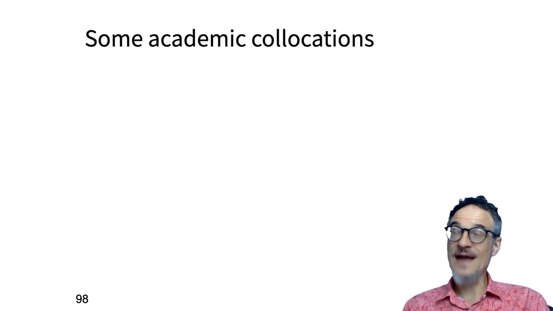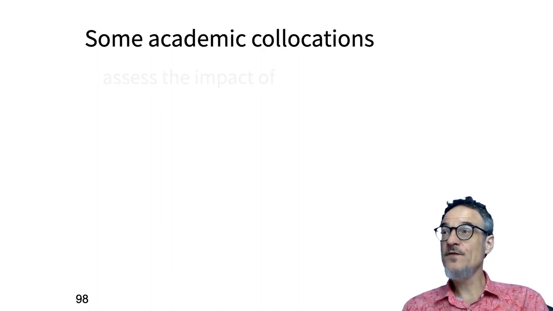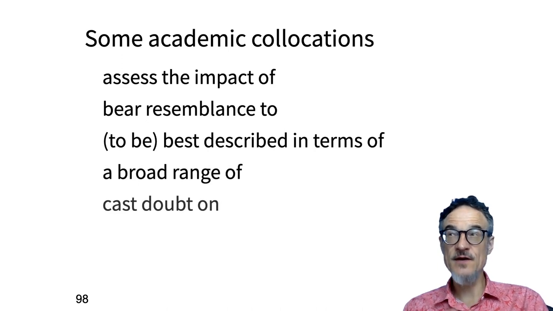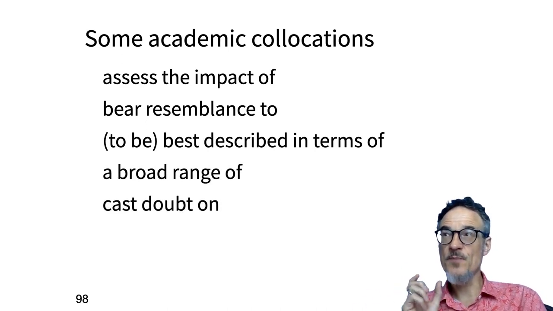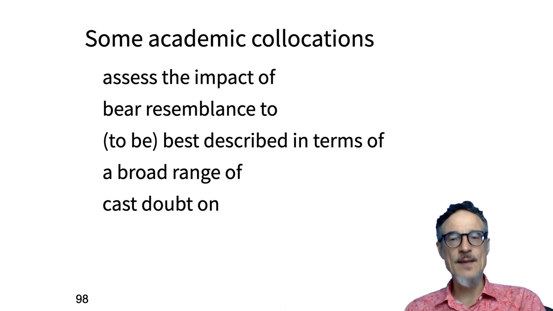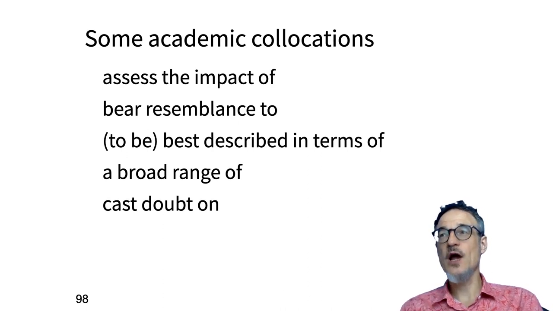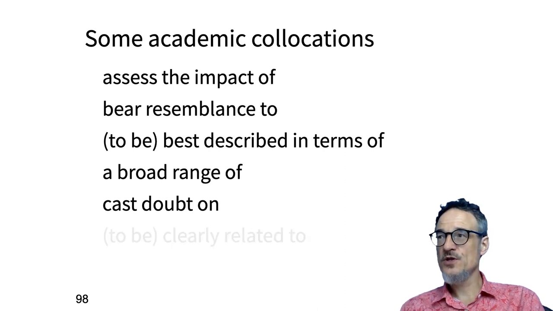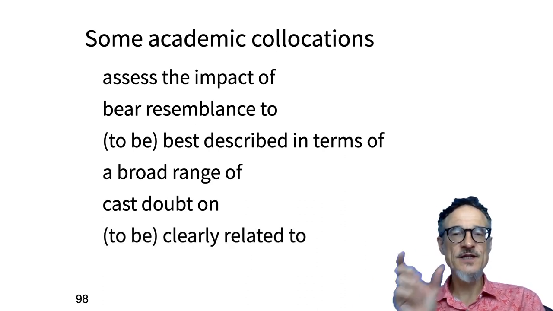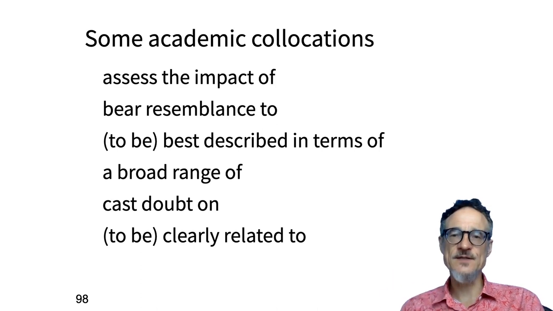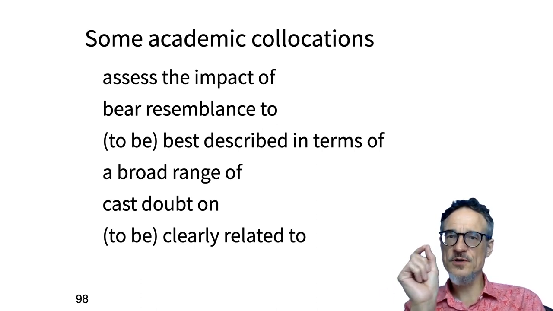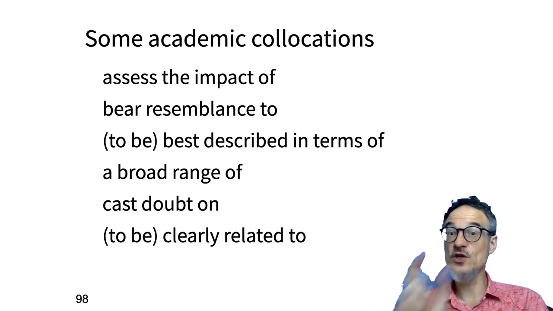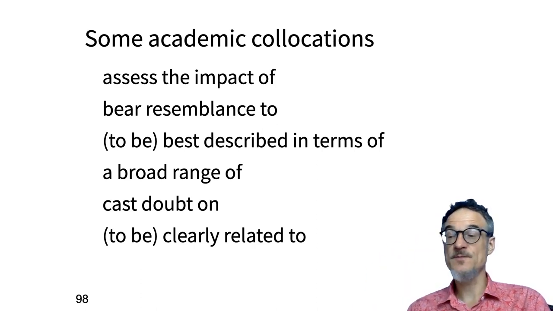Here are some academic collocations then. If you're writing or reading academic English, these are the kind of phrases you'll come across: assess the impact of, bear resemblance to, be best described in terms of, a broad range of, cast doubt on, to be clearly related to. So these are kind of set phrases. They don't really work as individual words. They work as if it was a single word. And these are academic collocations.